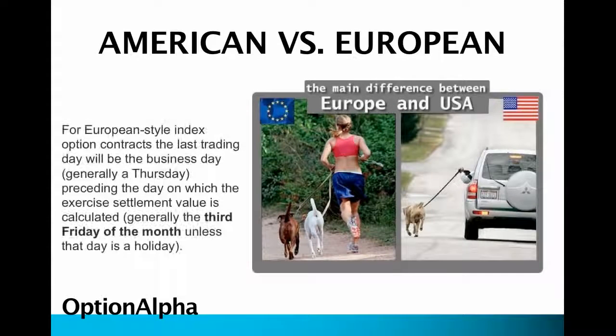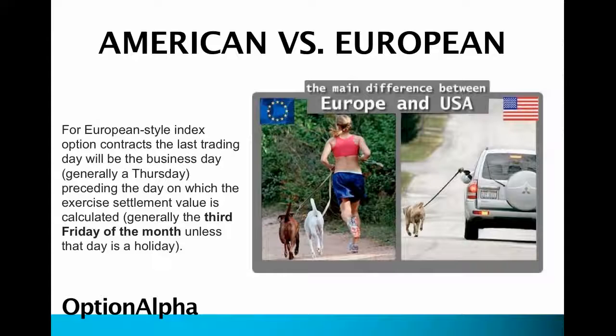So you can turn that call contract into long shares in the underlying stock at any point up until expiration. Now, when we talk about European style options, you can only exercise your option at the expiration date. So it's usually the day before they actually really expire. For European style options, the last trading day will be the business day, generally a Thursday, preceding the day on which exercise settlement value is calculated, which again is usually the third Friday of the month.